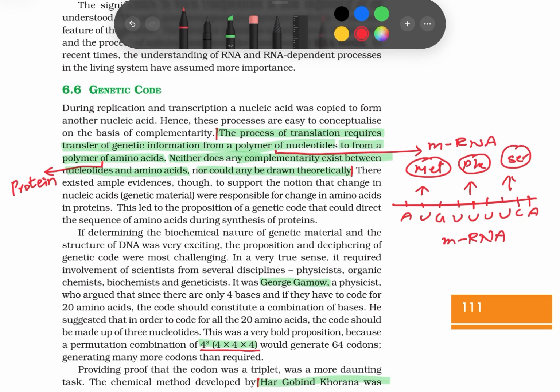But is there any complementarity between AUG and methionine? No. Is there any complementarity between UUU and phenylalanine? No. At the same time UCA and serine? No. And also we cannot draw it theoretically. It is a procedure. It is not possible to draw it theoretically. And also no complementarity.